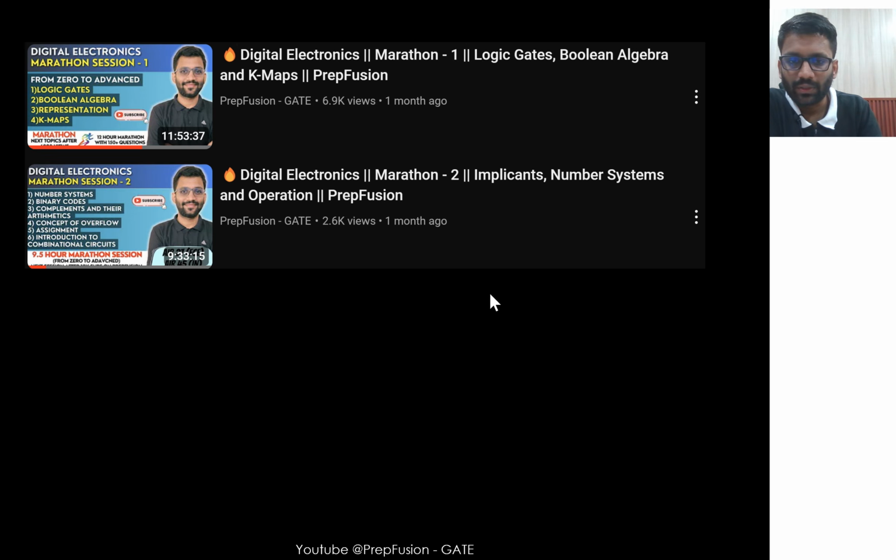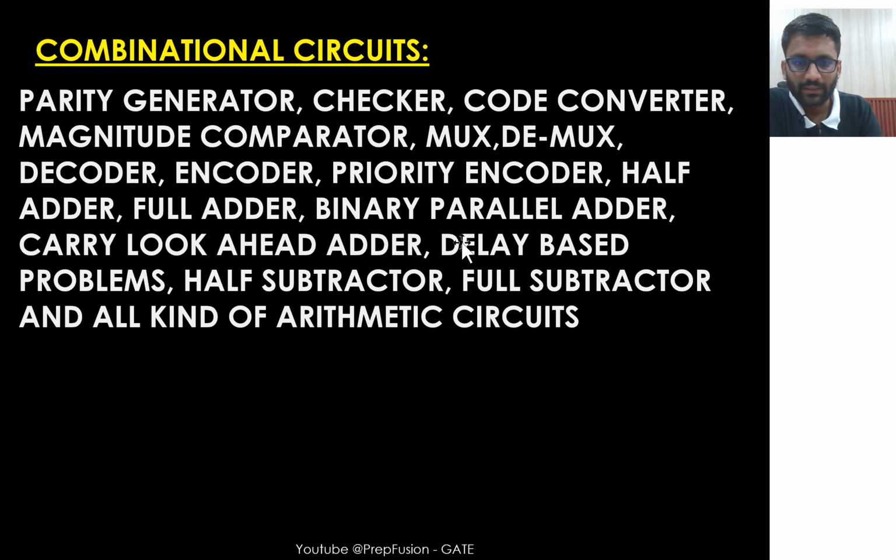Okay, let's go to the next slide. Combination circuit. In combination circuit, these are the topics, and it is important for EC, electrical, instrumentation and CS. For everyone it is equally important and a very important topic. So: parity generator, checker, code converter, magnitude comparator, mux, demux, encoder, decoder, priority encoder, then all kinds of adders, half adder, full adder, then binary parallel adder, ripple carry adder, both are the same thing. And then carry look ahead adder, delay based problems, very important in CS as well.